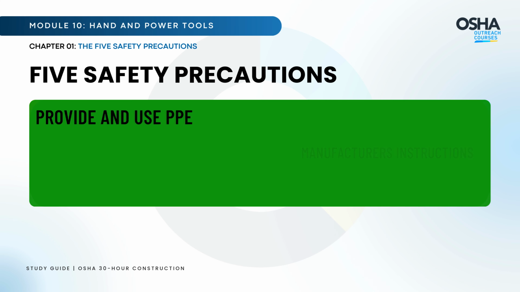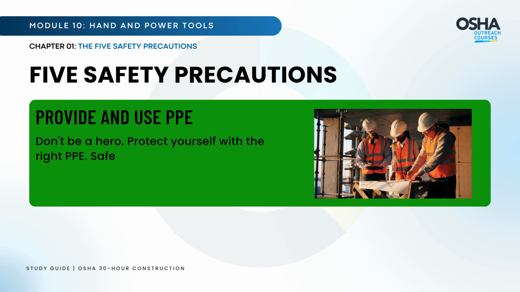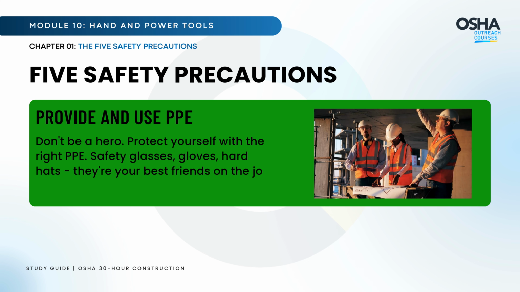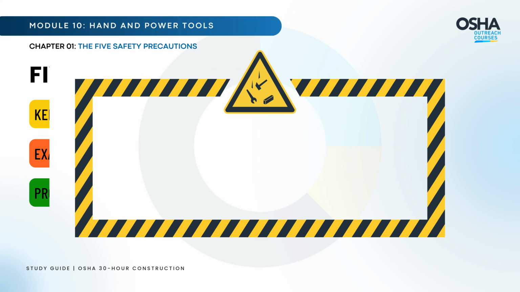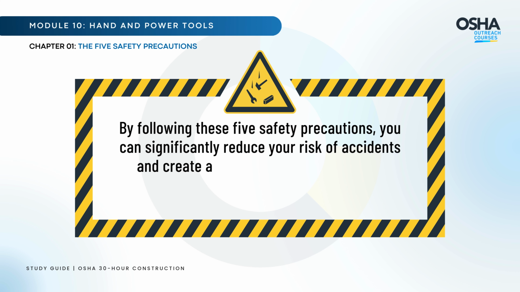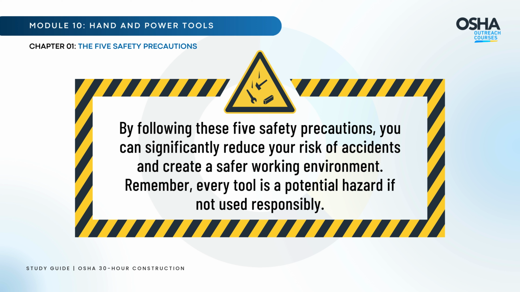Last but not least, provide and use PPE. Don't be a hero. Protect yourself with the right PPE. Safety glasses, gloves, hard hats, they're your best friends on the job. By following these 5 safety precautions, you can significantly reduce your risk of accidents and create a safer working environment. Remember, every tool is a potential hazard if not used responsibly.